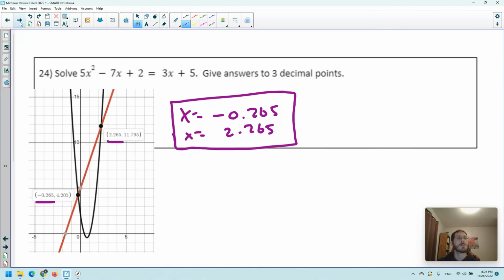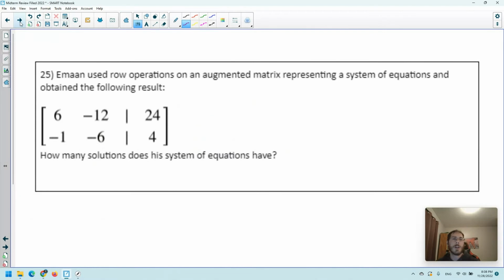That's it with 24. All right, 25. E-man used row operations on an augmented matrix representing a system of equations and obtained the following result. How many solutions does the system of equations have? Well, this is kind of weird because we had a question like this before. This was from Unit 1. It's kind of sneaking itself all the way over here. But that's okay. However, when we did it before, we had it in row-reduced form. This is not in row-reduced echelon form.